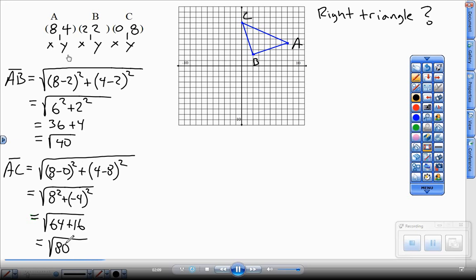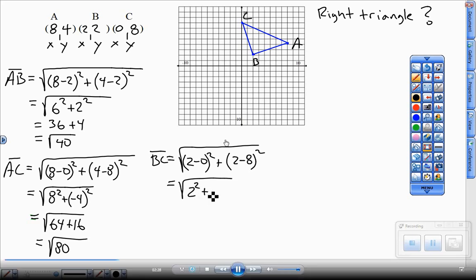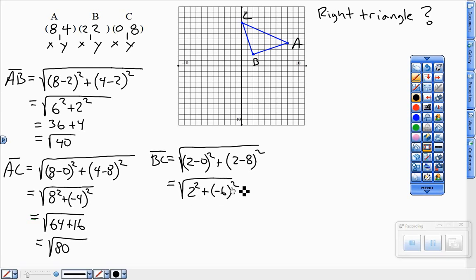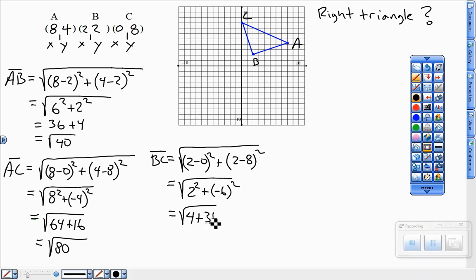When I find the other one, which is BC, 2 minus 0, 2 minus 8, subtract the x numbers together, subtract the y numbers together, the order does not matter. 2 minus 0 squared plus 2 minus 8 squared gives me 2 squared plus, in parentheses, -6 squared, which gives me 4 plus 36, which is root 40.